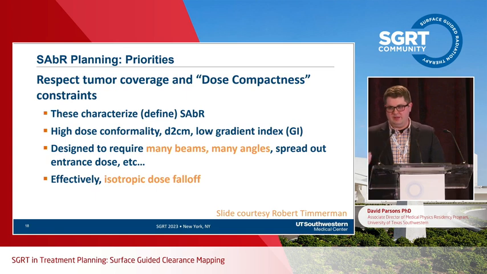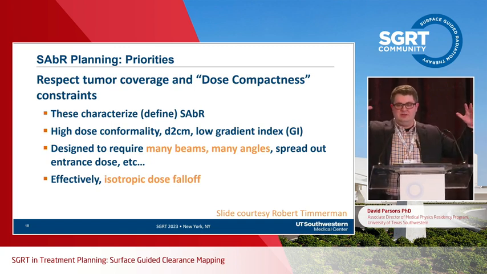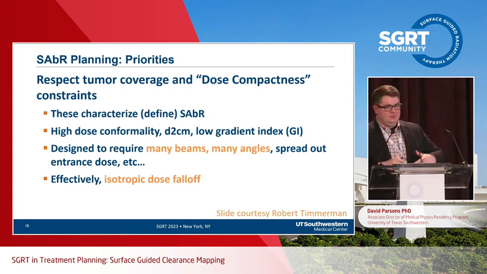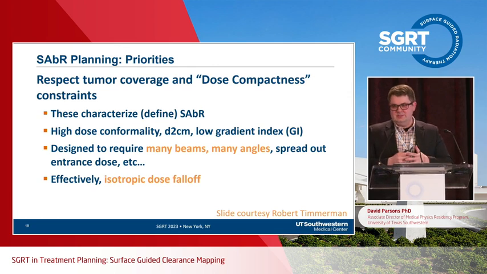So in terms of planning metrics, we usually are thinking about your conformity index, either conventional or Paddick, the gradient index, which is the ratio of the 50% of the prescription dose volume to the 100% of the prescription dose volume that the patient receives, and then a D2CM. So that's taking the target volume, expanding it 2 centimeters out in every direction, and then looking at the maximum dose going outside that sphere. Together, those 3 things can characterize most plans.